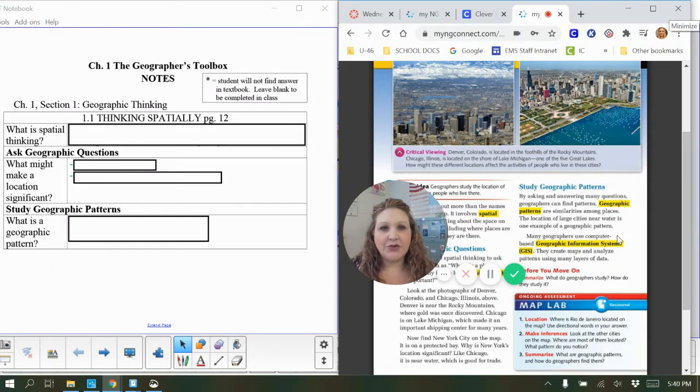Hi students, so your assignment from your asynchronous day was to find your chapter 1 section 1 notes and then to complete the first 3 questions on lesson 1.1, which is called thinking spatially.